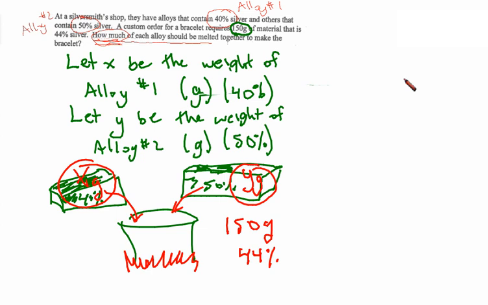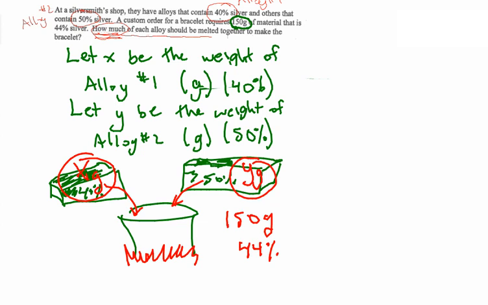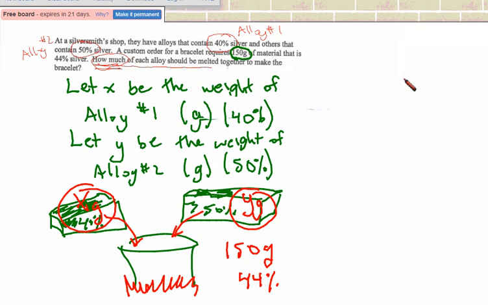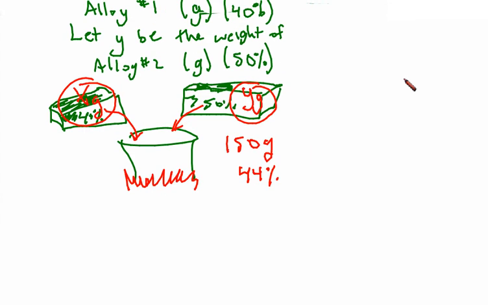So I already know that I want X grams of this guy and Y grams of this guy, because that's how I define my variables. So I can already tell you that in total I need 150 grams. So if I add together the amount I put in from X and the amount I put in for Y, I will have a total of 150 grams.